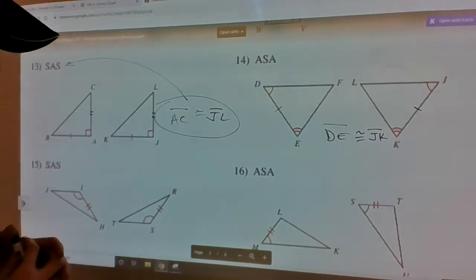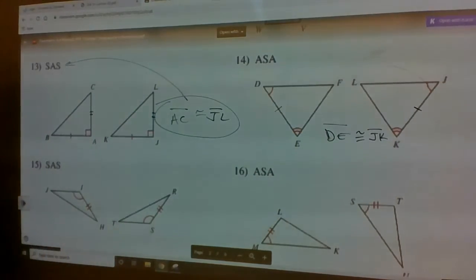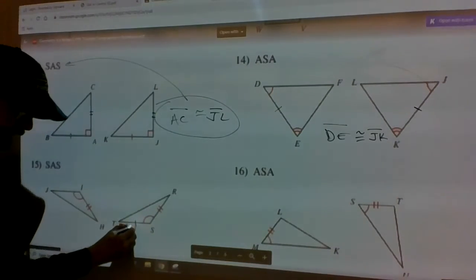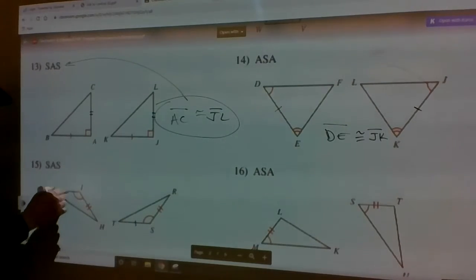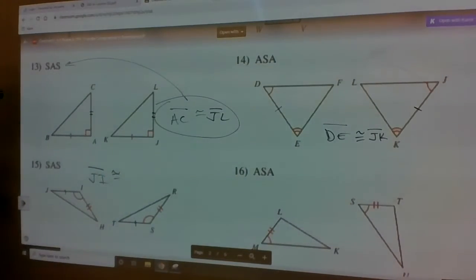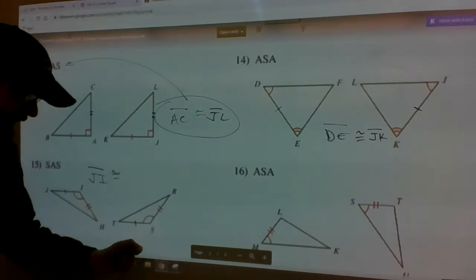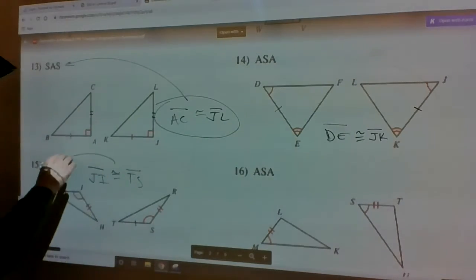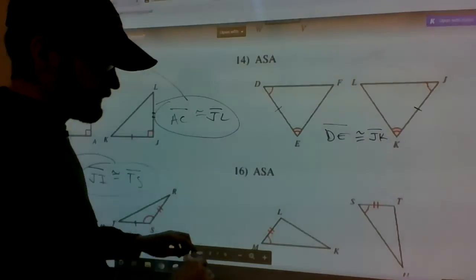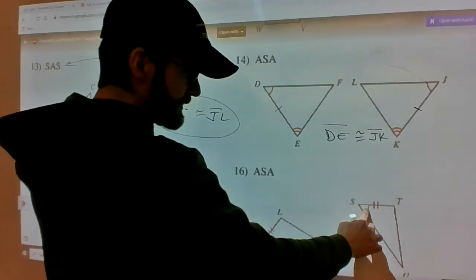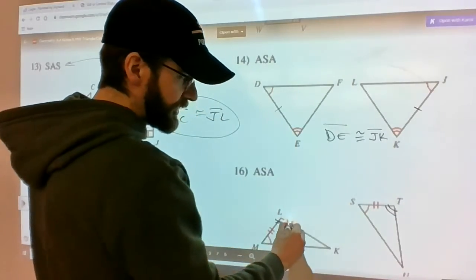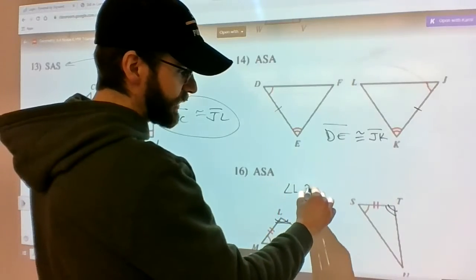And then on 15 and 16, side angle side would need to be congruent to side angle side. It's got to be JI congruent to TS. Angle side angle would need to be shown congruent. So you'd have to show angle L is congruent to angle T.